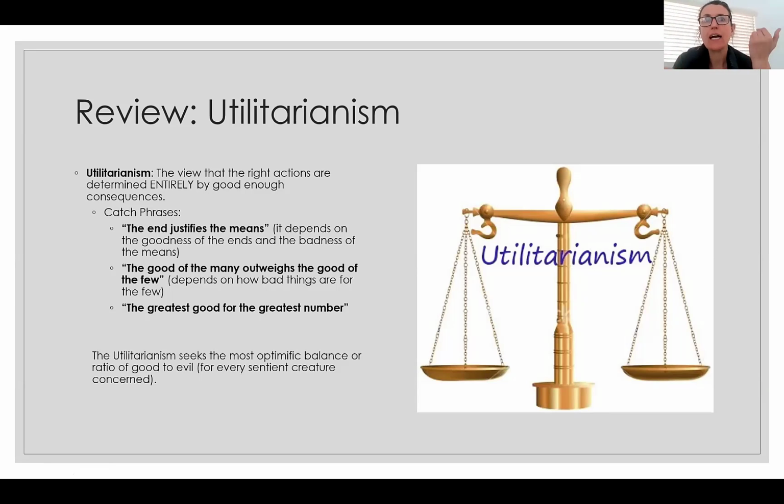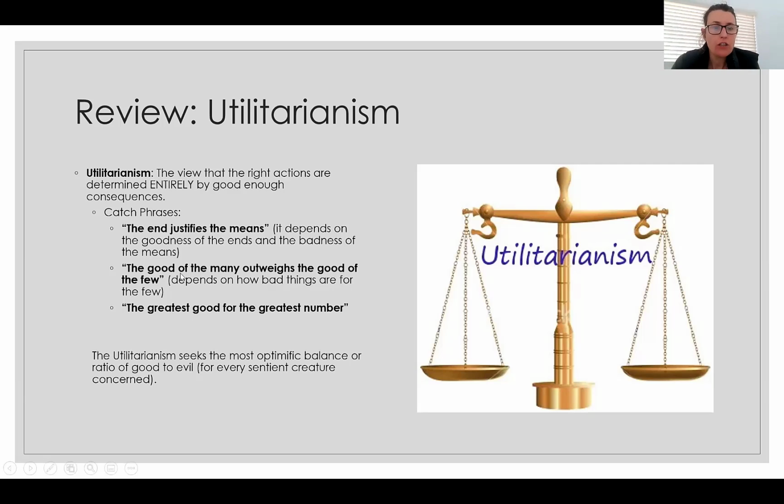And it's a balancing act. Here at the bottom, the utilitarian is seeking the most optimific balance, or the best balance, or the most optimal ratio of good to evil for every sentient creature concerned. So when you make a decision, you say, okay, how much pain is involved? How much pleasure? Let's try and get the most optimal ratio for everyone who's going to be touched by this decision. And again, what makes the act right or wrong is the consequences and nothing else.